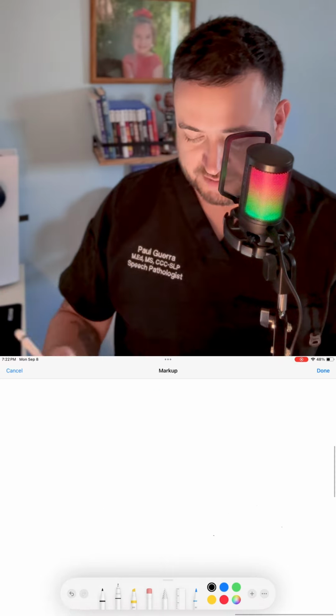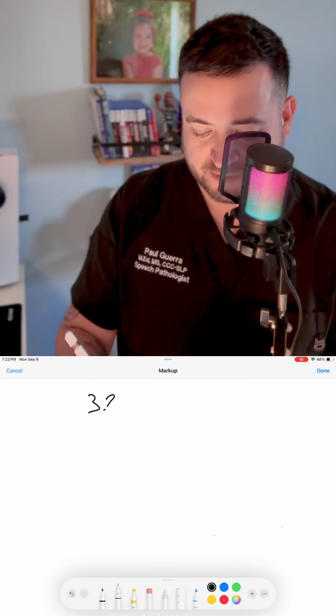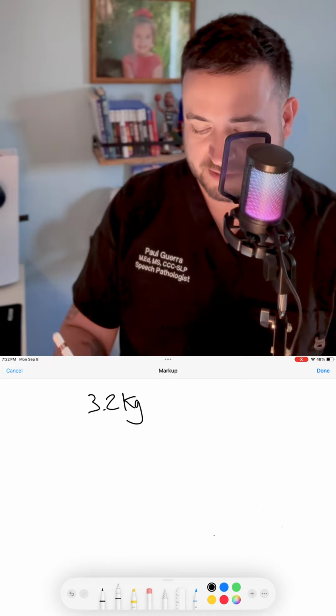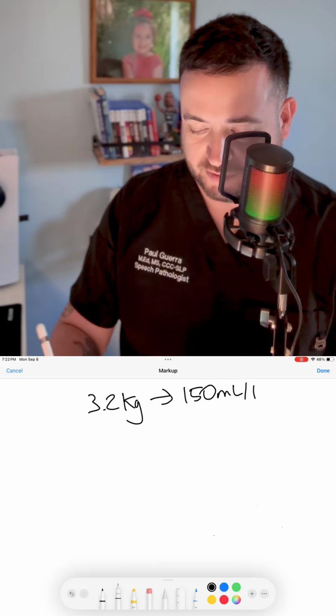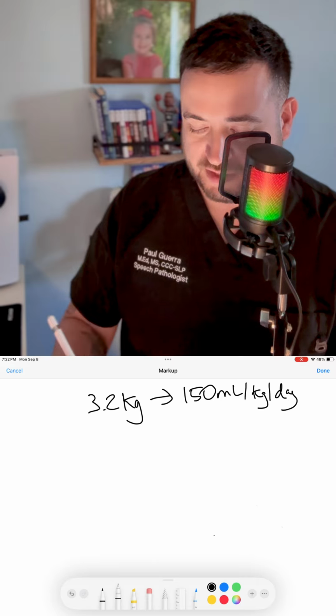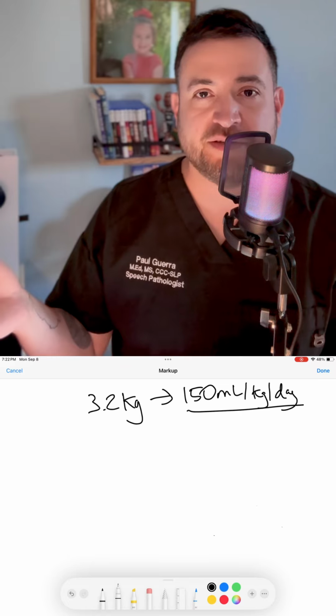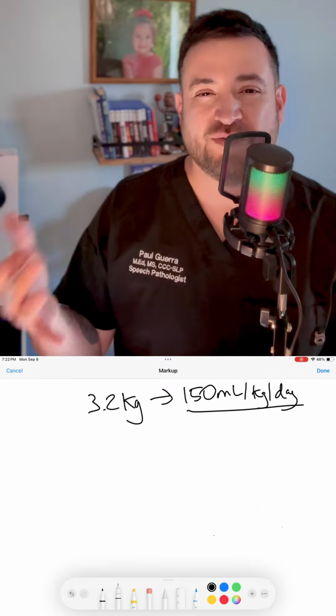So let's say we have an infant that is 3.2 kilos and target feeds are 150 mLs per kilo per day. Now that number is pretty typical for a lot of preemies. A lot of providers shoot for that range-ish, right? Some go for 160, some go for like 140, but oftentimes you see about 150. So let's work with that number.